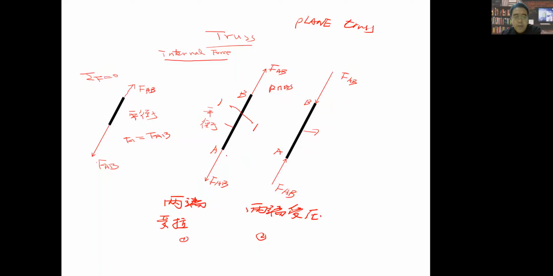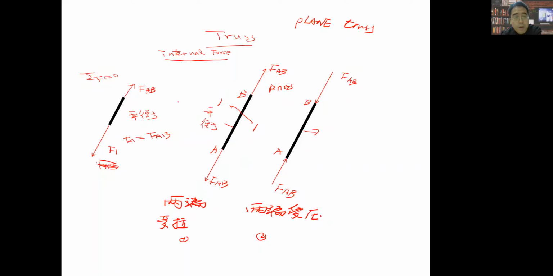But when we eliminate this part, we should use a force to represent its action from this part to this part, right? Actually, this kind of action is what lets this part and this part form a whole, right? So this is the so-called internal force, you know?